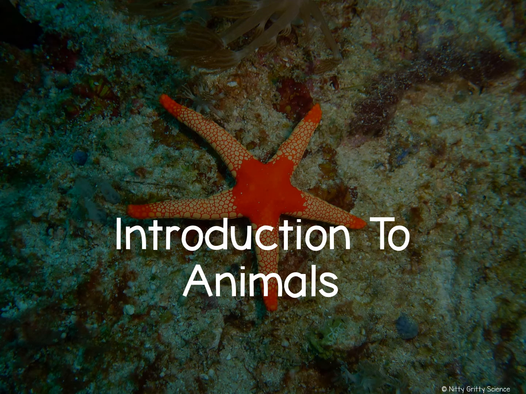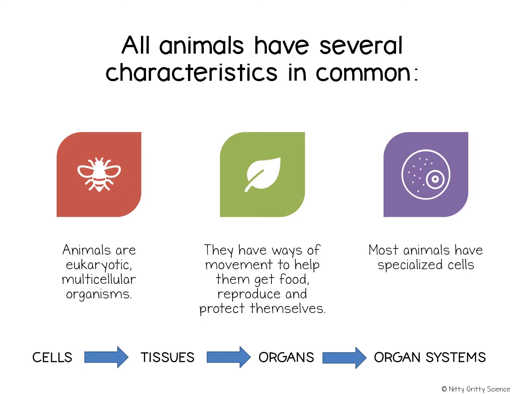Introduction to animals. Animals are composed of many cells. A cell is the basic unit of structure and function in living things. The cells of most animals are organized into higher levels of structure, including tissues, organs, and organ systems.